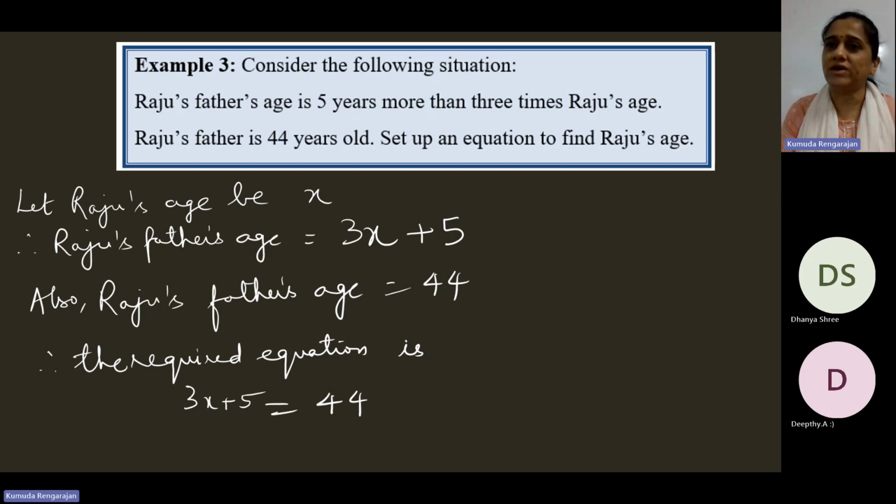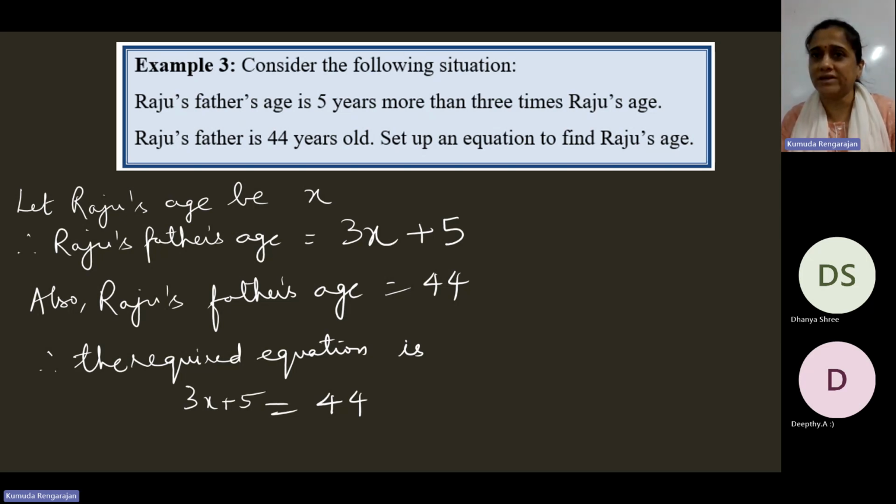What is 3x plus 5? The expression for Raju's father's age. What is the right-hand side? 44, Raju's father's age. So 3x plus 5 is equal to 44 is the required equation. Now, when you solve this equation, what will you be finding?